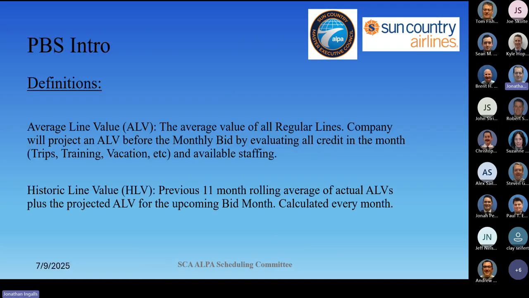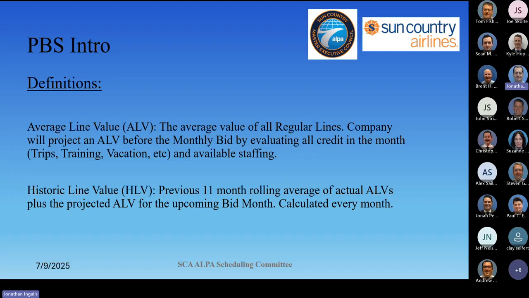We're going to go into a couple of definitions here. All of these are building up to one specific definition that I need everyone to understand going forward, but truly, if you don't grasp all of this fully, it's not critical. An average line value is the total credit divided by the total number of bidders.